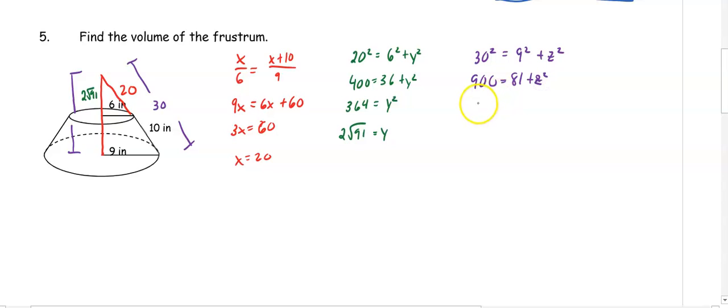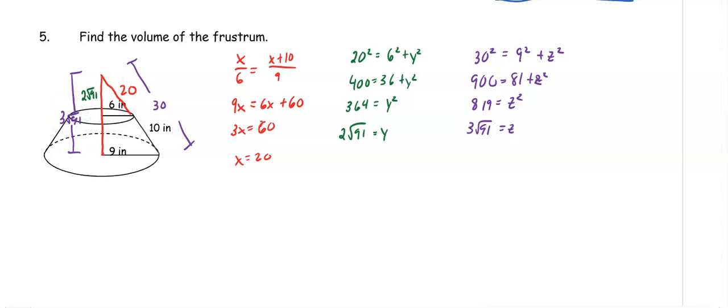We can subtract 81 and we get 819 is equal to z squared. And when we go to simplify that, we get 3√91 is equal to z.